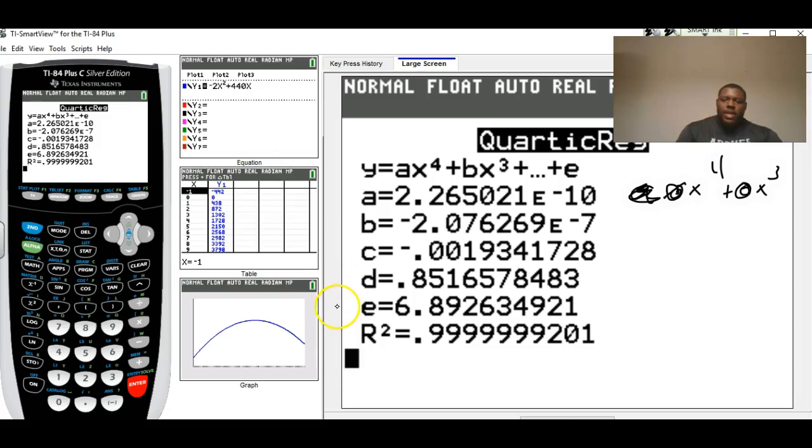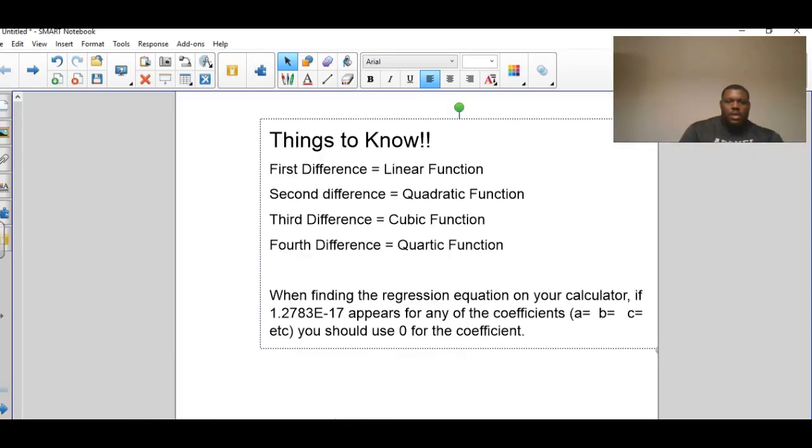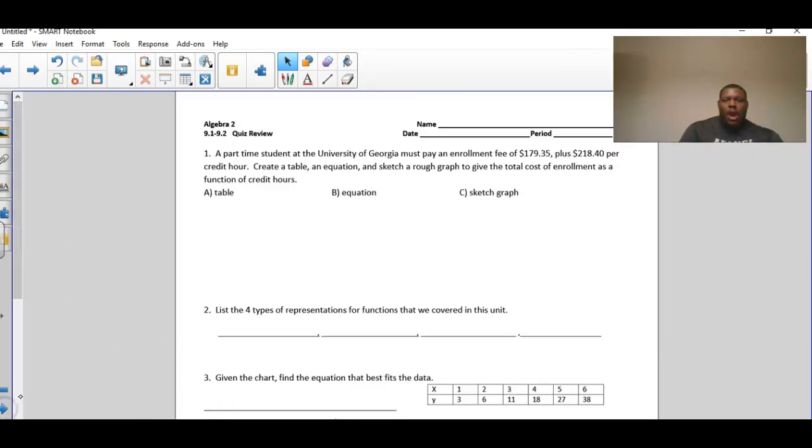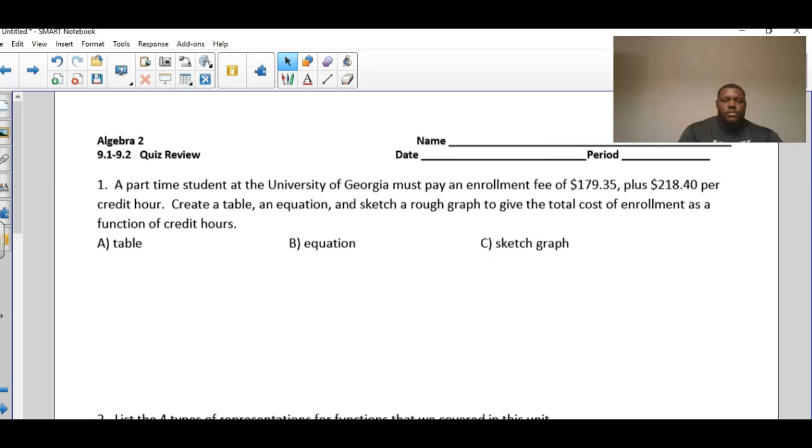Now let's go ahead and get to the actual review, which is going to be right here. Take a look at this first example. Read it. Take a second, and I'm going to make it bigger. A part-time student at the University of Georgia must pay an enrollment fee of $179.35 plus $2.18 per credit hour. Create a table and equation and sketch a rough graph that would give the total cost of enrollment as a function of credit hour.